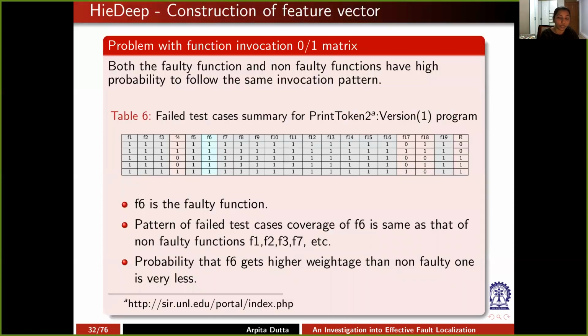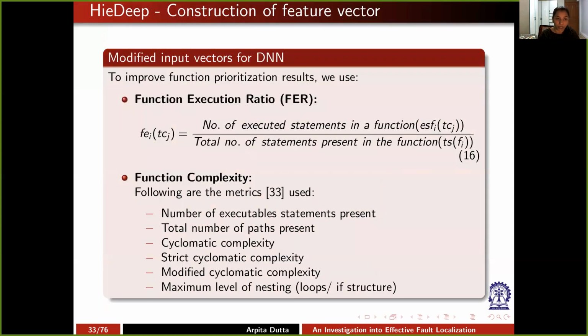Initially we thought of using only the function coverage information to rank the functions, but we got to know that this feature is not efficient enough, not effective enough. So we have moved towards two other features: function execution ratio, which is the number of statements executed for a function for a given test case divided by the total number of statements available in that particular function.